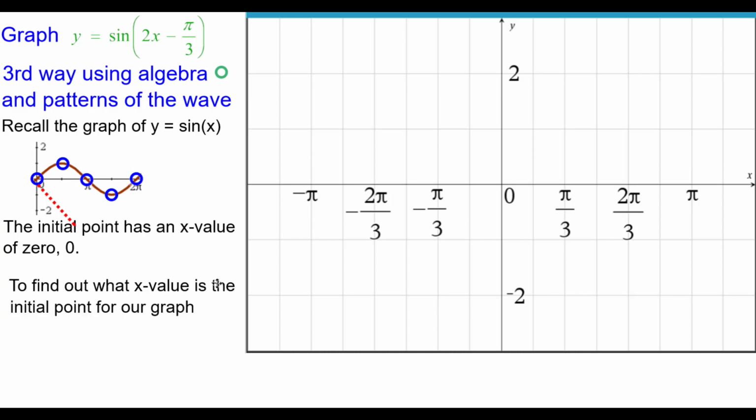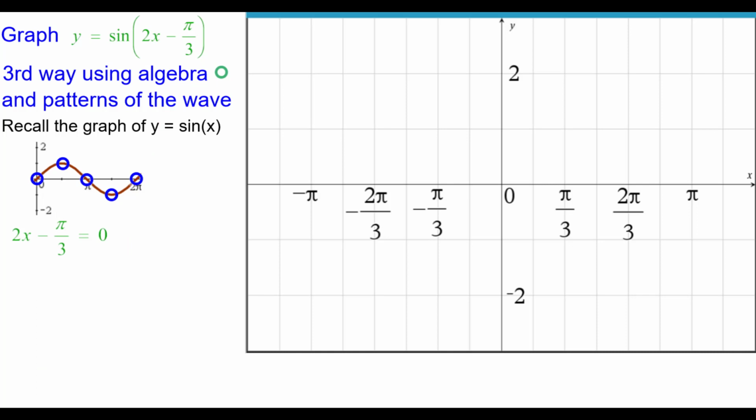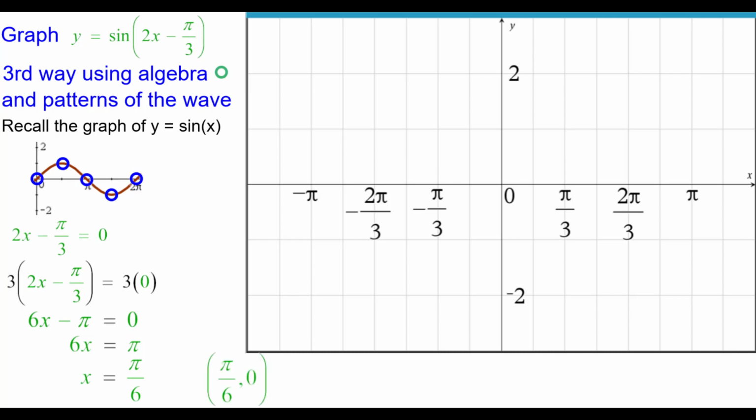To find out what the x value is on the initial point for our graph, we need to set this argument equal to 0 and solve for x, and that will tell us the initial x value. So setting that equal to 0, we might want to multiply each side by 3 to clear out the fractions, add pi to both sides, and then divide both sides by 6. So our initial point is going to start at pi over 6, comma 0, because this starts at 0, 0. So we plot the initial point.